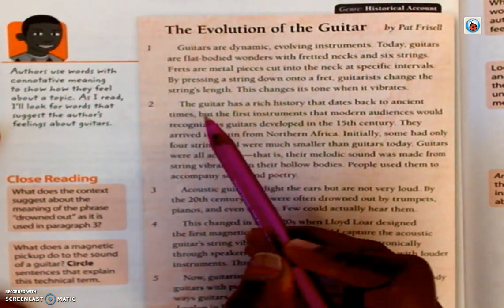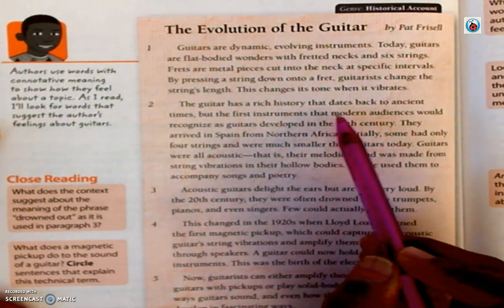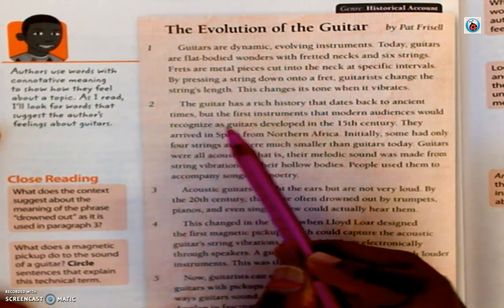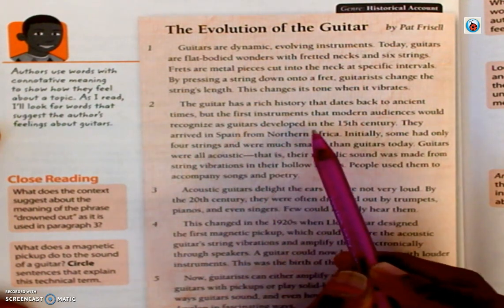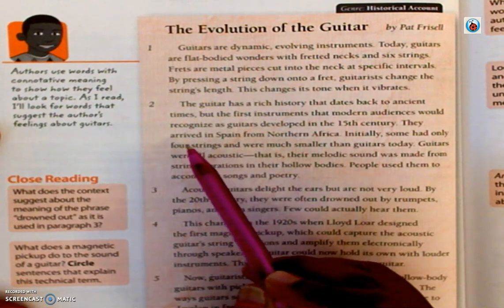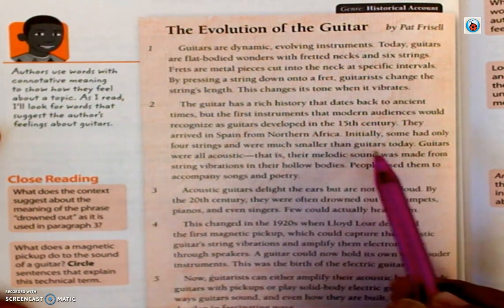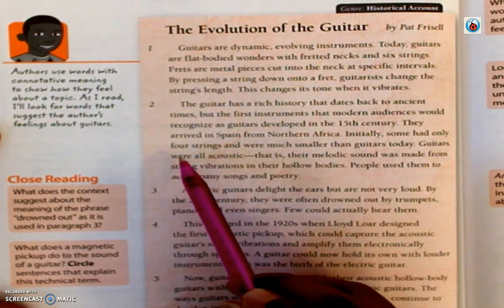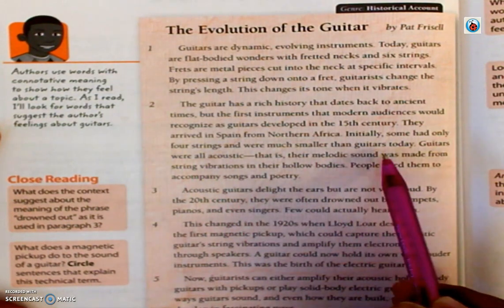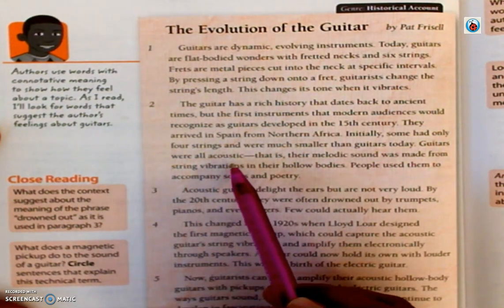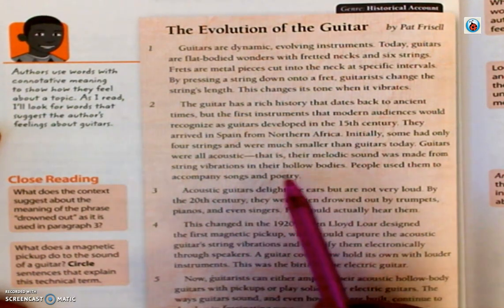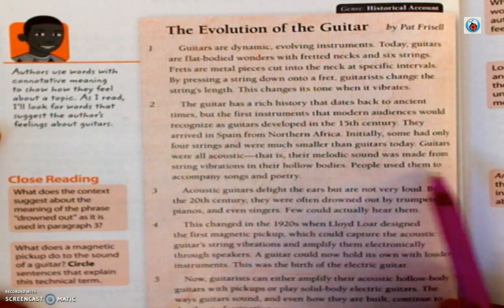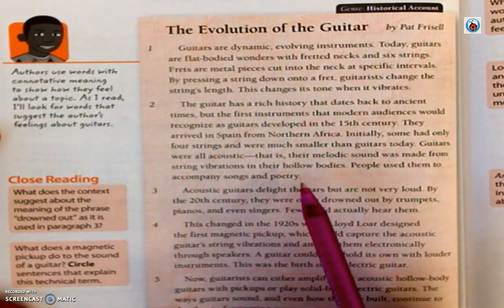Let's read 2. The guitar has a rich history that dates back to ancient times, but the first instruments that modern audiences recognize as guitars developed in the 15th century. They arrived in Spain from northern Africa. Initially, some had only 4 strings and were much smaller than guitars today. Guitars were all acoustic, that is, their melodic sound was made from string vibrations in their hollow bodies. People used them to accompany songs and poetry.